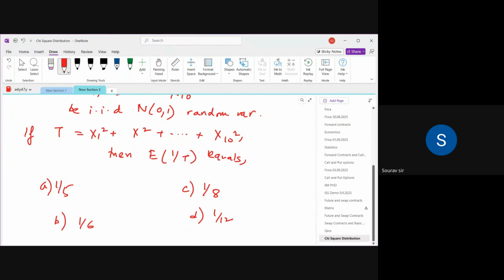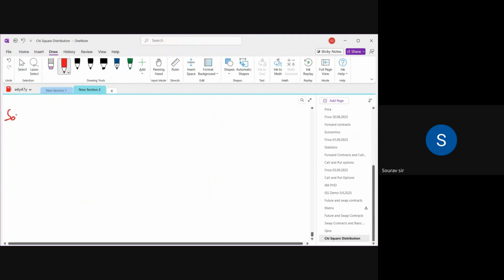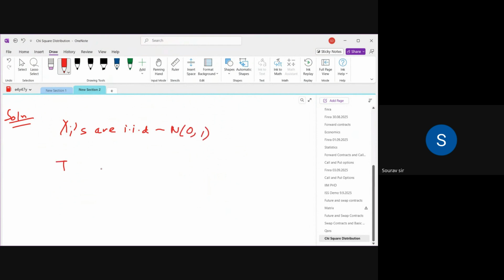Who will tell me this? So here the xi's are identically and independently distributed N(0,1). So T is a summation. Yes, is anybody telling anything?